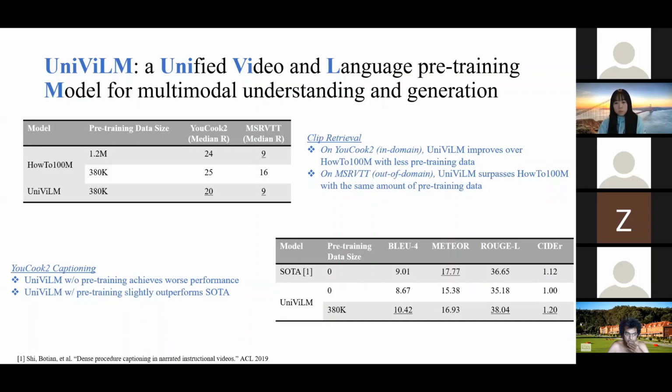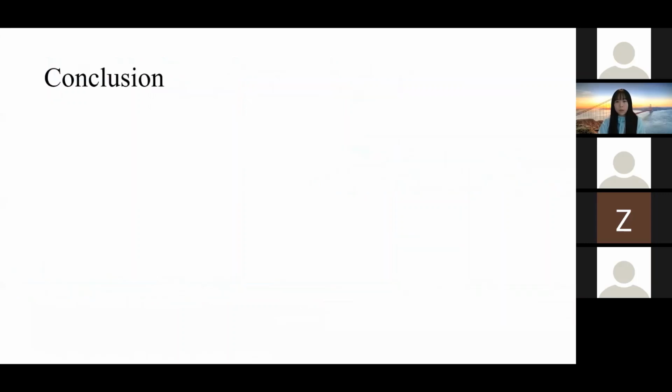The table on the bottom right shows captioning results. Although pre-training lifts the performance for Uni-ViLM, the improvement is marginal compared to the state-of-the-art model, which did not utilize any additional data. So I have just given a high-level introduction to several existing video plus language pre-training works. You can read their papers for more details.